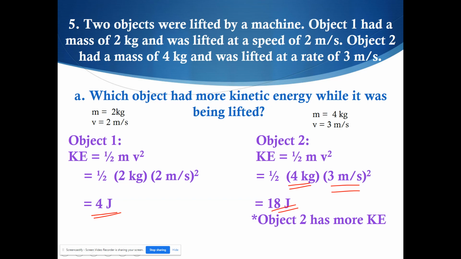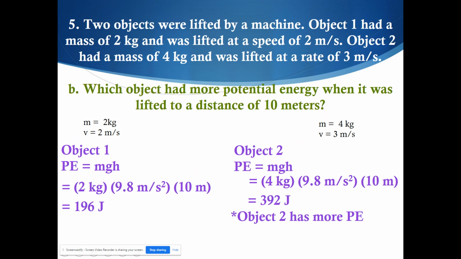The second part of the question. Now, this one's a little bit easier. Now that we have mgh, we know that g is the same for both of these objects. Both of them are being lifted to the same exact height, 10 meters. So it really depends on the mass. The one with the bigger mass is obviously going to have the bigger potential energy.